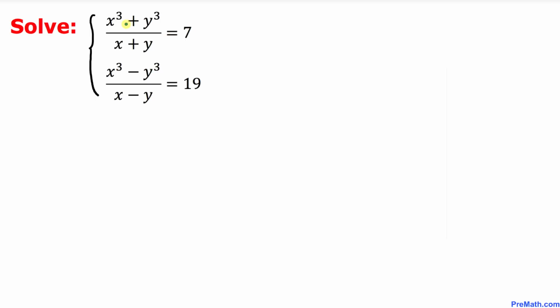In this video tutorial, we are going to solve this given system of rational equations. The first equation is x cubed plus y cubed divided by x plus y equals 7. And the second equation is x cubed minus y cubed divided by x minus y equals 19.